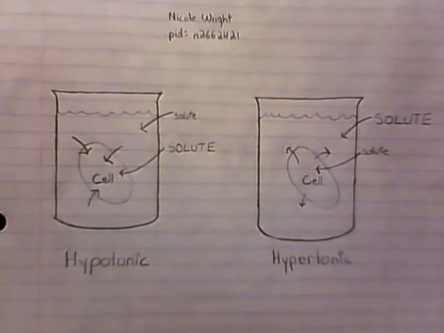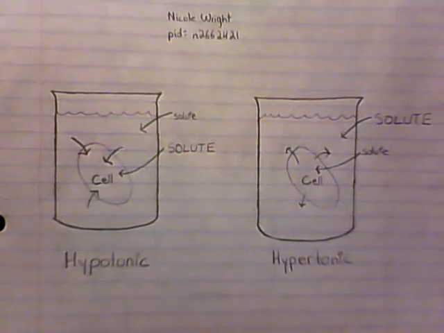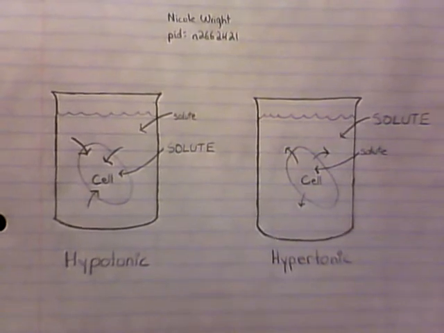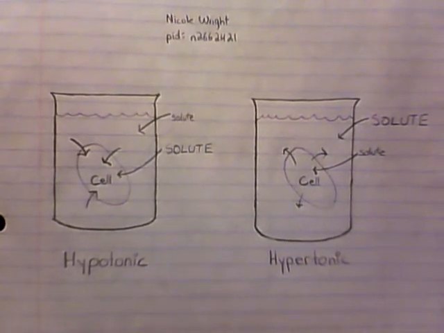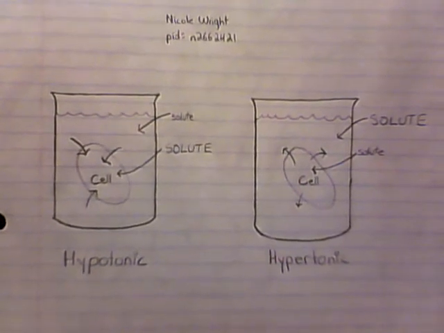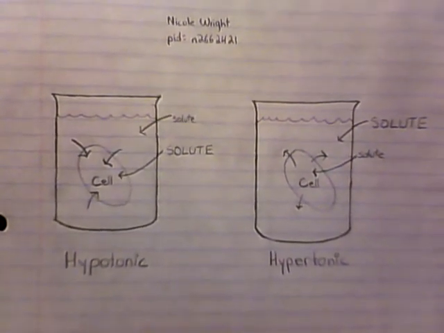On the contrary, a hypertonic solution is when there is more solute on the outside of the cell than compared to the ratio inside. In this case, the cell will lose what water it has in it and shrivel up, or crenate.